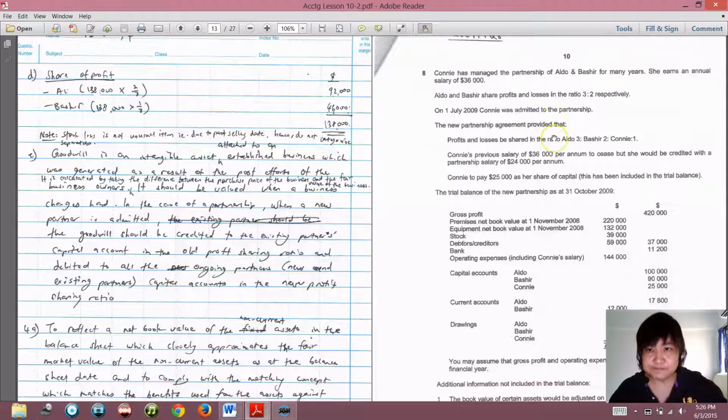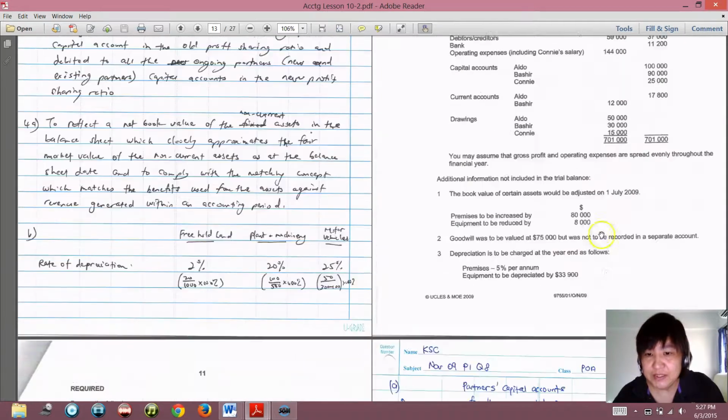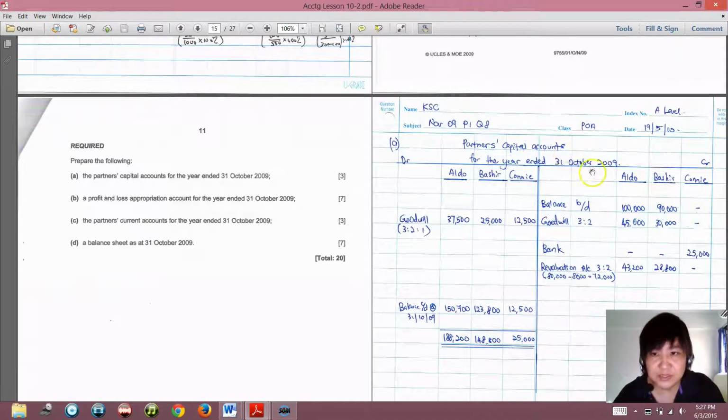Okay, so then now that means there are two different stories. From the beginning of the year, from 1 November 2008 until 30 June 2009, the business owners consist of Aldo and Bashir. Okay, then from 1 July 2009, Connie joined the partnership. So from 1 July 2009 until the end of the year, which is 31 October 2009, the business now consists of 3 partners, Aldo, Bashir, and Connie. So at the end of the year, as at 31 October 2009, there are 3 partners.